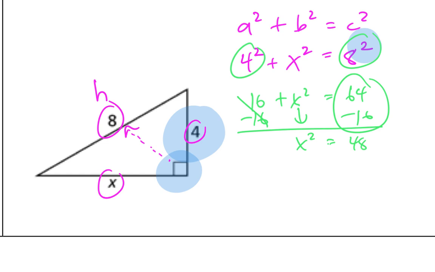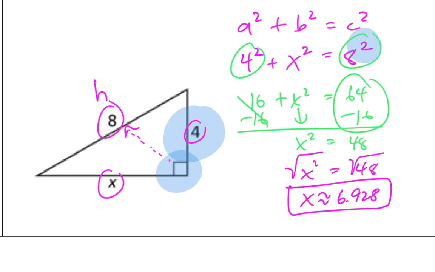Now if we just take the square root of both sides, if I have x squared, I'm going to take the square root of that, and I have 48, I'm going to take the square root of that. Then if we type that into our calculator, the square root of 48 is equal to, so x is approximately 6.928.